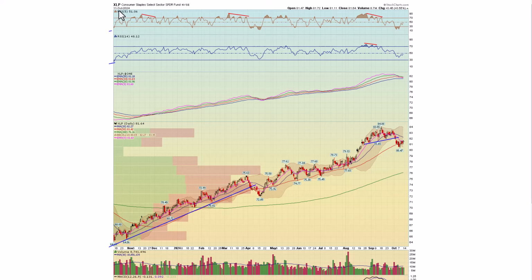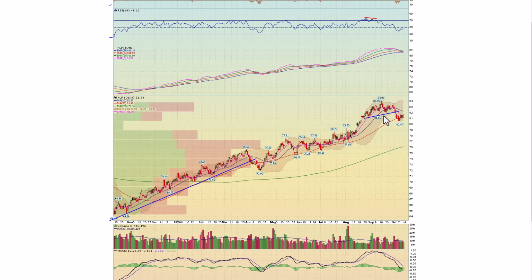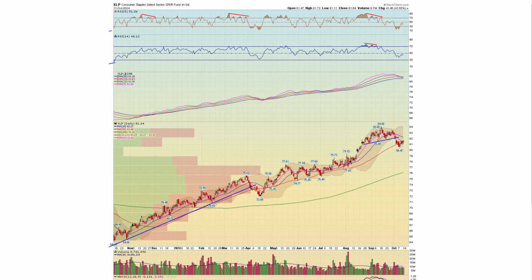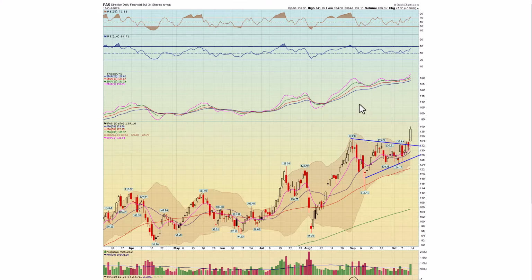Next, chart 46, XLP, consumer staples. This is a defensive sector. It was rallying. This finally did pull back, though, pretty nicely. So that's good to see. Oh, these charts got out of order. I apologize, guys. I covered the banks and financials.